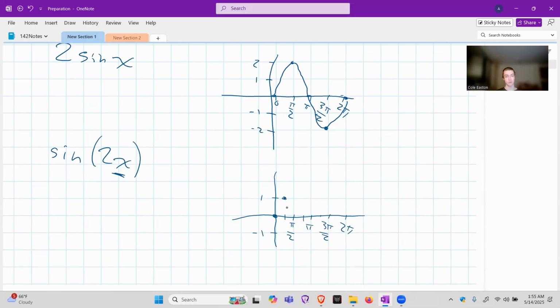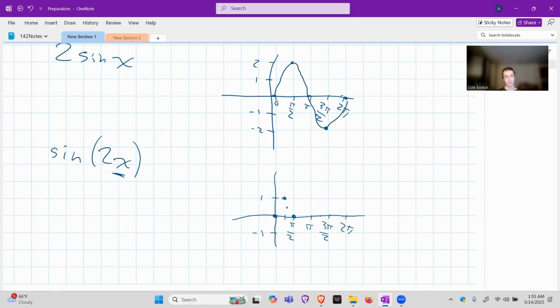When x is pi over 2, we're taking sine of 2 times pi over 2, that's sine of pi, so that's 0. Now I'm going to look at this point right here. So this is sine of 3 pi over 4.